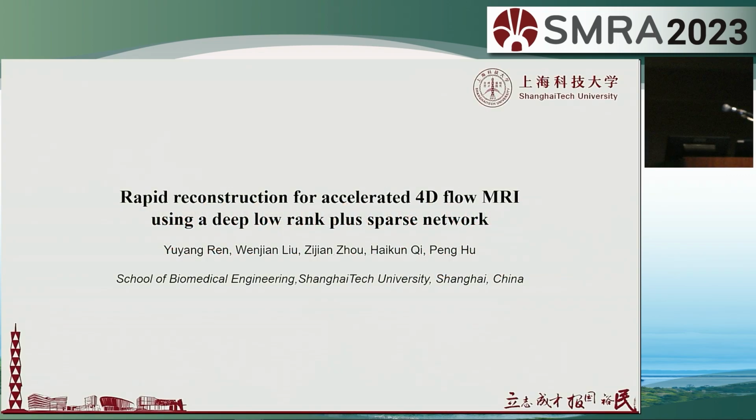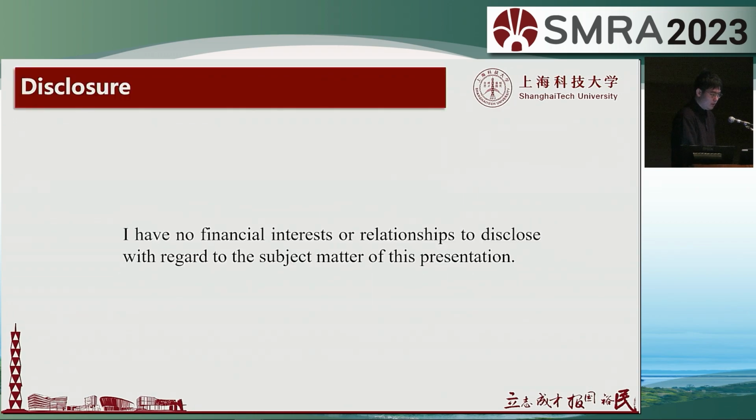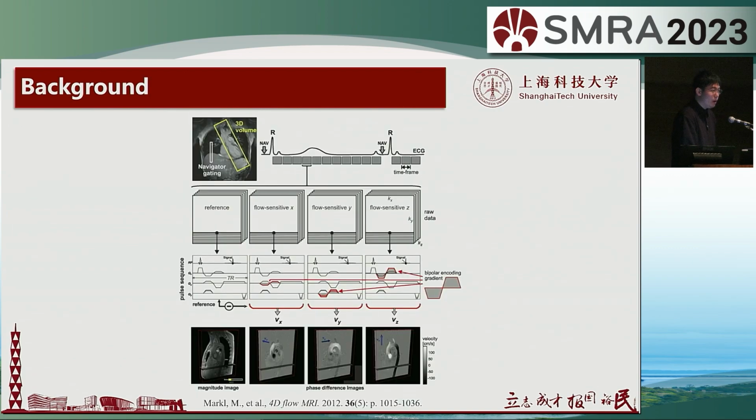Dr. Yu-Yang Ren, entitled Rapid Reconstruction for Accelerated 4D Flow MRI Using a Deep Low-Rank plus Sparse Network. Thank you for the introduction. Hello everyone, my name is Yu Yang Ren, a master student from Shanghai Tech University. Today I will introduce our work, Rapid Reconstruction for Accelerated 4D Flow MRI using a deep low-rank plus sparse network. I have nothing to disclose. 4D Flow MRI is well known for providing hemodynamic information, but has a long acquisition time. To overcome such limitation, we seek to find a fast and accurate reconstruction method for highly accelerated 4D Flow MRI.